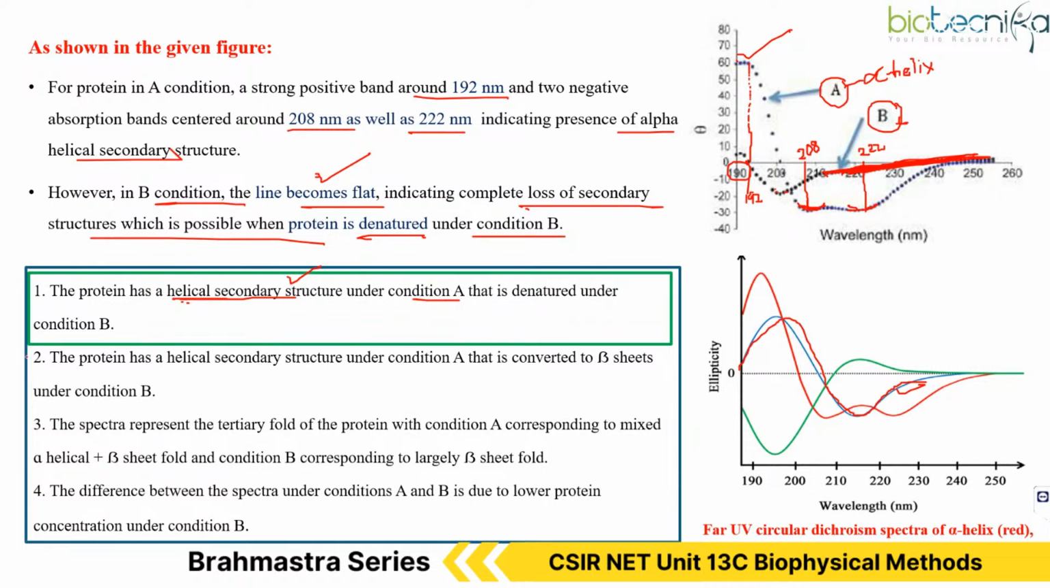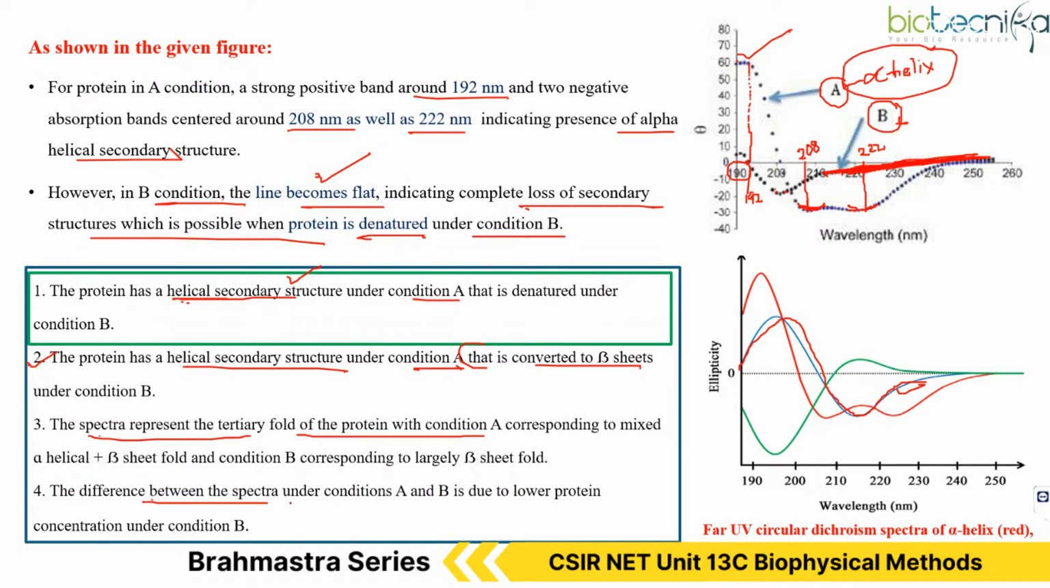If you go through the other statements, statement 2 says that the protein has a helical secondary structure under condition A. This is common to the first statement, but this part is different: converted to beta sheet. If it had been converted to beta sheet, we would have got a positive band at 195 nm, but we are not getting anything like that. The third says the spectra represents the tertiary fold of the protein under condition A. This is incorrect because alpha helix is a secondary structure.